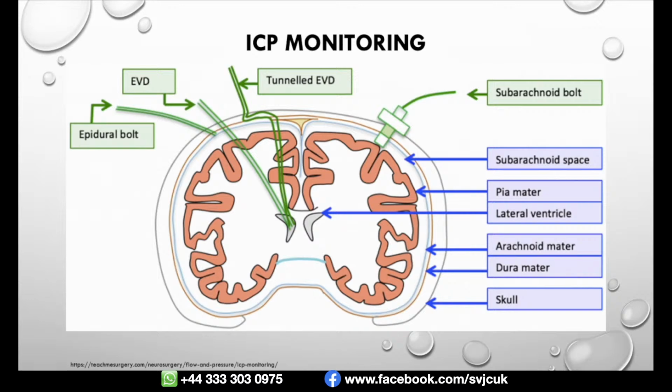So this diagram just gives you a crude overview of the brain. So you can see the labels in blue are identifying different parts of the brain, and the labels in green just demonstrate different ways in which you can place ICP monitors. So you can have an external ventricular drain, it can be tunnelled, or you can have an epidural or subarachnoid bolt. I'm going to talk a little bit more about some of these shortly.